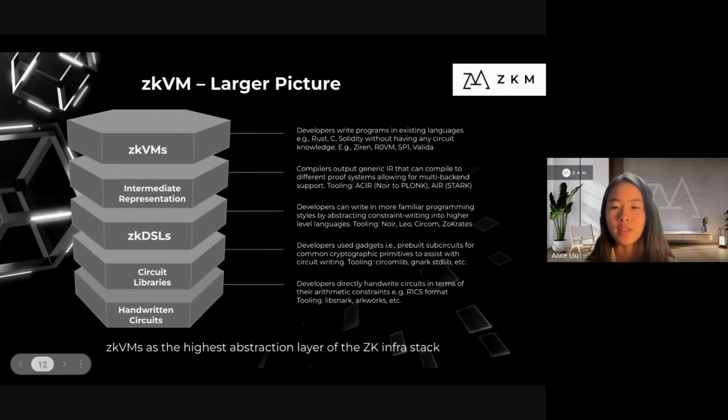And then came circuit libraries. So now there are some pre-built subcircuits for common cryptographic primitives that developers can use. You no longer have to handwrite every single circuit. You can instead use some pre-built ones. And then came ZK DSLs. So now developers can write in some more familiar programming styles. For example, the Noir language, which was developed by Aztec, has a Rust-inspired syntax. So it is still a new language you need to learn, but the syntax, if you have already developed with Rust, is very similar to that.